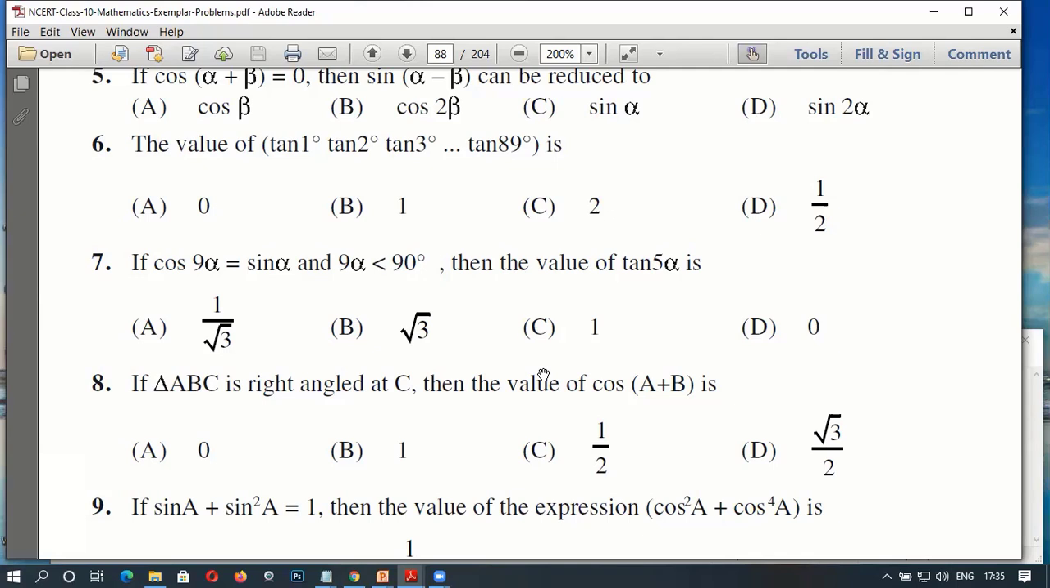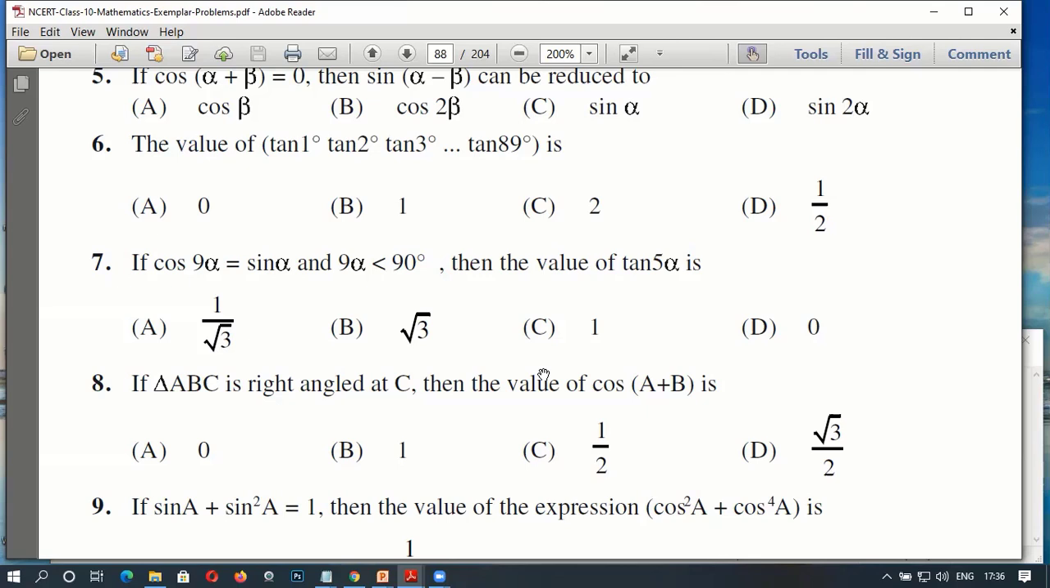Nikhil, explain more. I know you got it. Explain more to everybody. Yes, sir. One is right, so option B. Correct. How? Tan 1 and tan 89 will be clubbed together. Tan 89 could be written as cot 1, which is 1 upon tan 1. So tan 1 and 1 upon tan 1 will cancel. If we do it, only tan 45 will remain. So everywhere 1, 1, 1, 1. So 1. Got it, everybody? It is as simple as that.